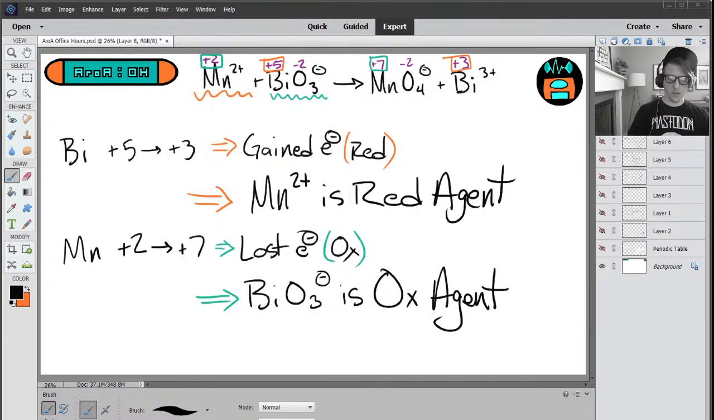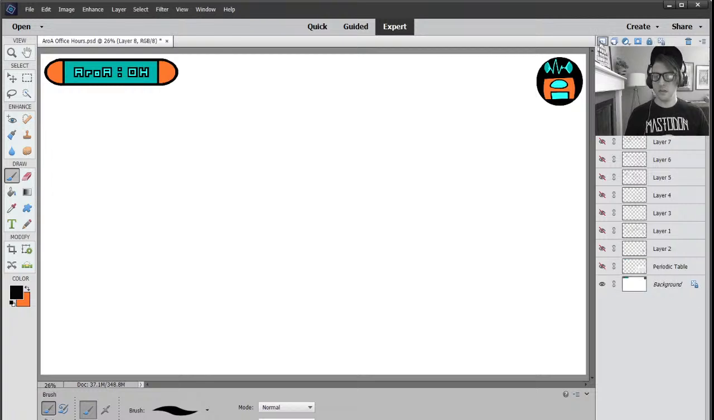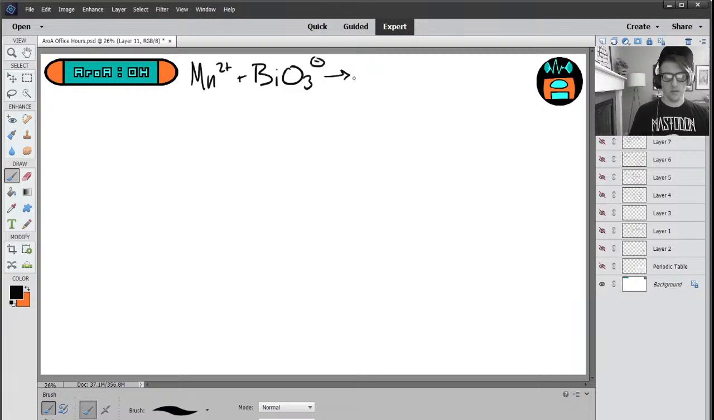Okay, alrighty. So let's go ahead and look at balancing. Oh, I did that all in one thing. Okay, here, let me just rewrite that real quick. So we have Mn2 plus BiO3 becoming BiO3 plus MnO4.